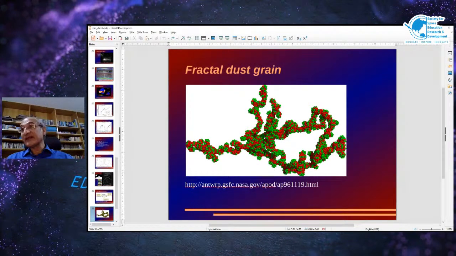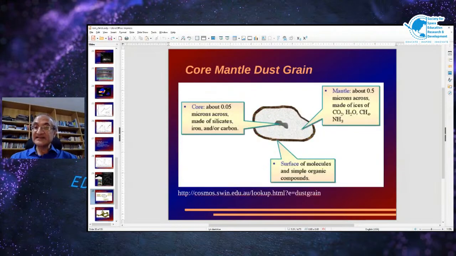You might consider something like a fractal dust grain. Now, what's the difference between this and this? This and the previous one.